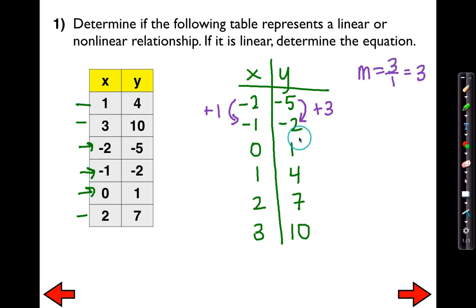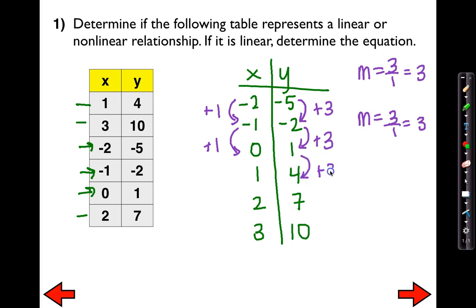Now I'm going to continue this process with the next two set of numbers. From -2 to 1, we are adding 3. From -1 to 0, we are adding 1. So the slope there is going to be 3 over 1, which is still 3. So right now, it looks pretty good. It seems like it's changing at a constant rate of 3y for each 1x. So I'm going to continue to check.